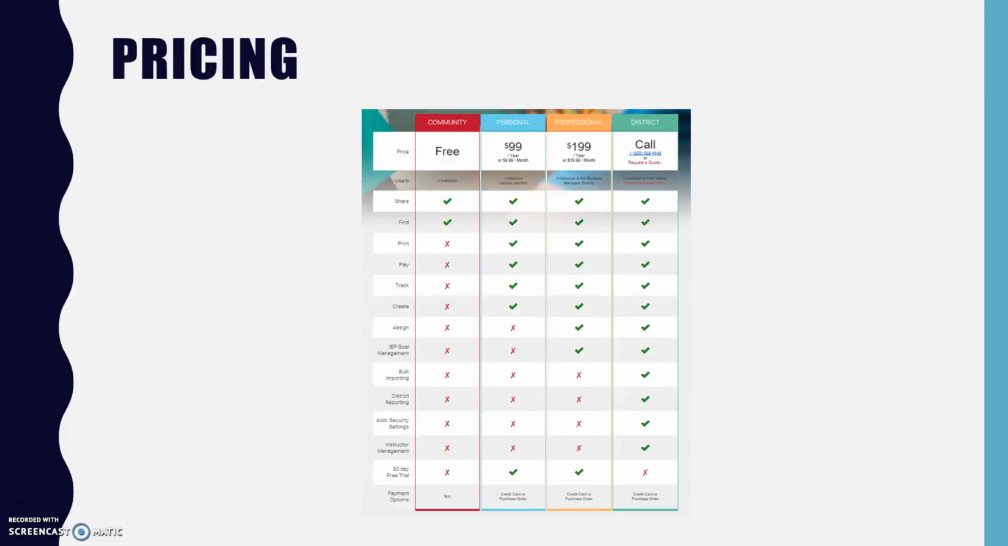The pricing of BoardMaker ranges from free, where you can use the community and view other people's things you can share and find there, to personal, which is $99 a year, and you can share, find, print, play, track, and create. The professional plan is $199 a year, where the instructor and students are managed directly, and you can share, find, print, play, track, create, assign, and do IEP goal management. Or if you want the district plan, you can get a quote.